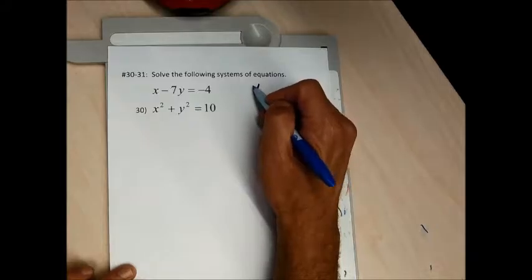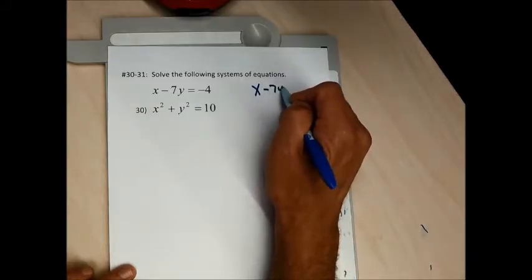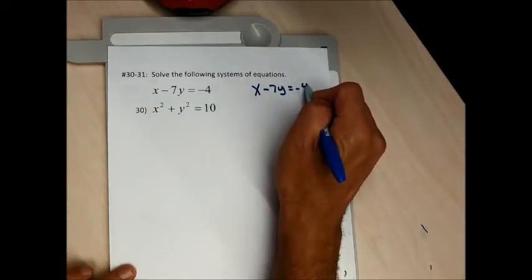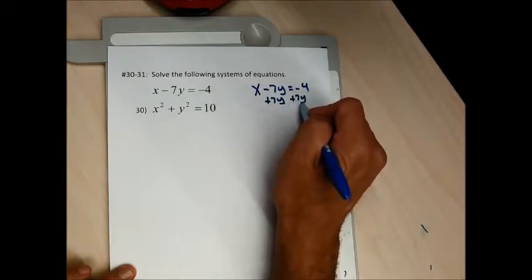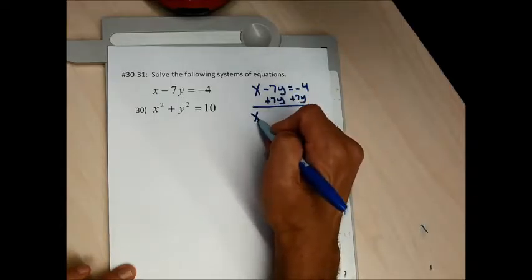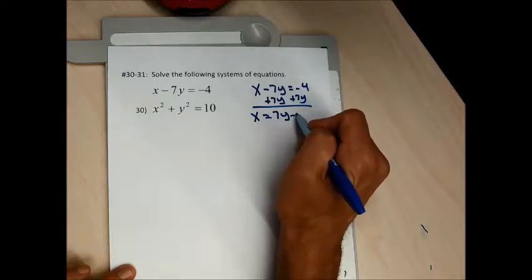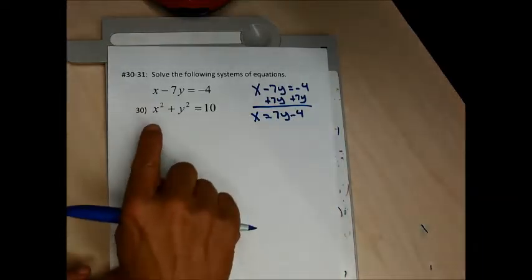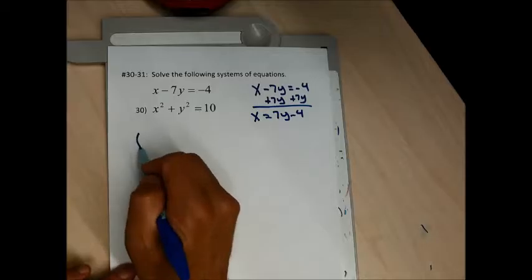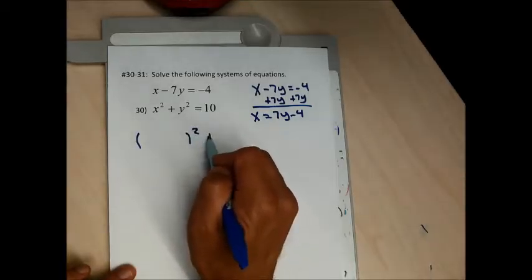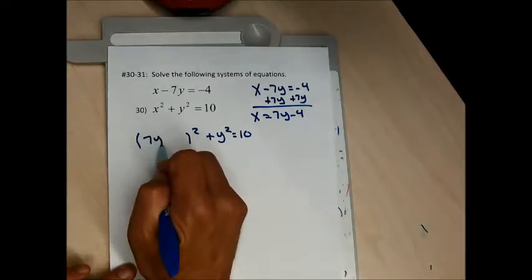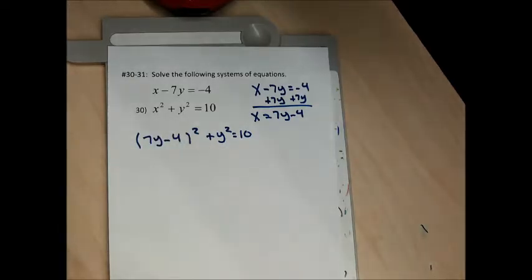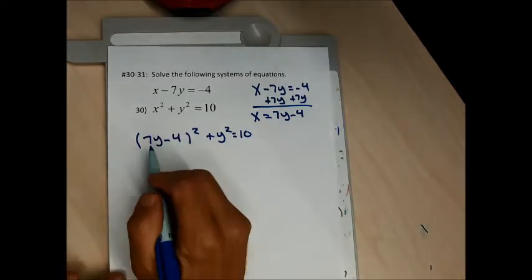So first step, I'm going to take this top equation, x minus 7y equal to negative 4. Now I'm going to solve it for x by adding 7y to both sides. This is going to give me x equals 7y minus 4. And now in the bottom equation, I'm going to change the x to 7y minus 4. And I need to do that in parentheses. Now I'm going to clear that parentheses by FOILing.